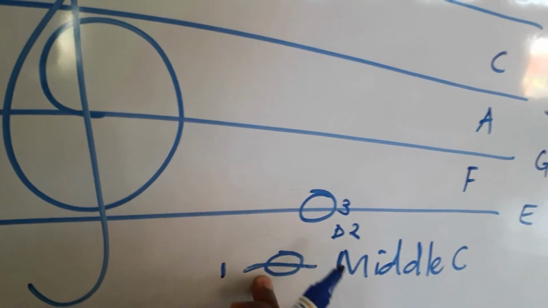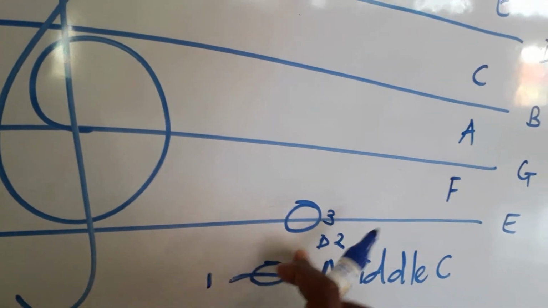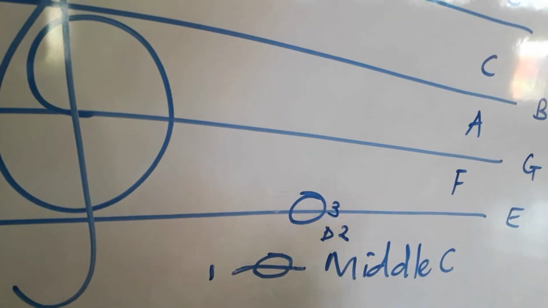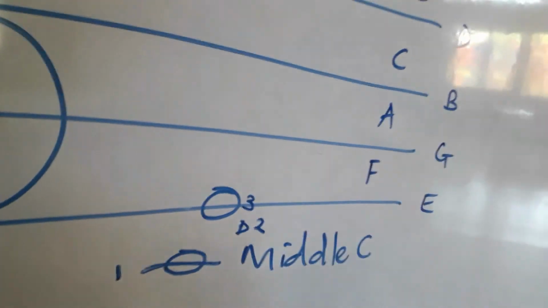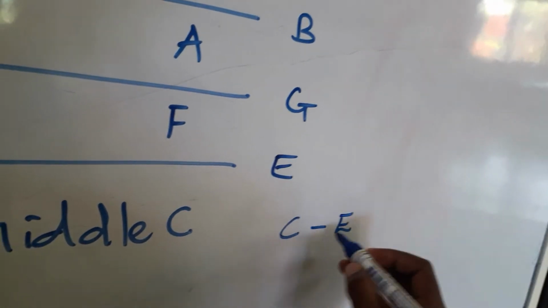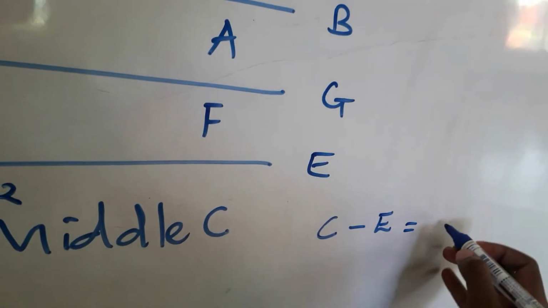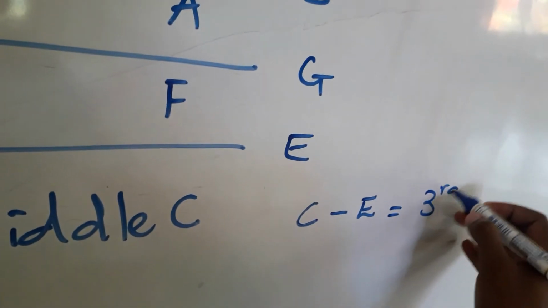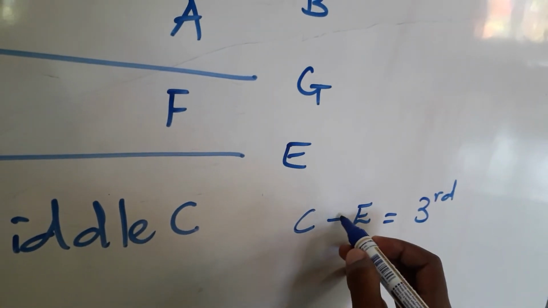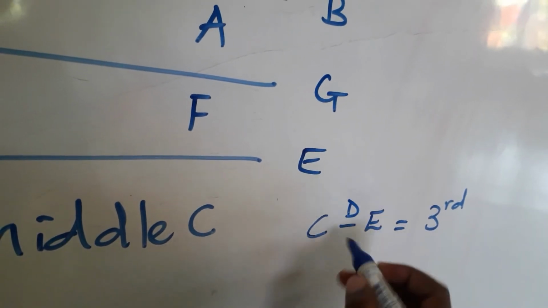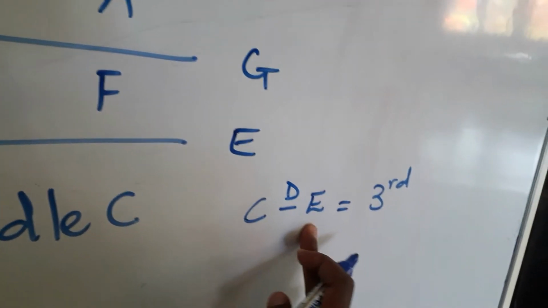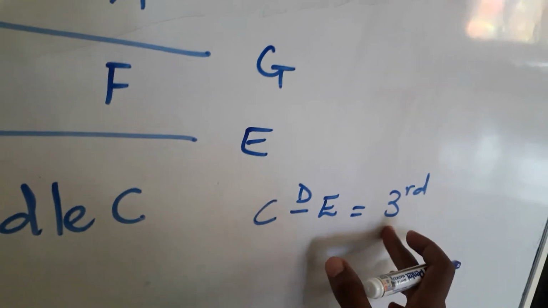Now from C to D, those are 2 notes, and then D to E, those are 3 notes. So still the same thing, where C to E is an interval of a third. Remember we have a note D in the middle of C and E. So we have the interval of a third.